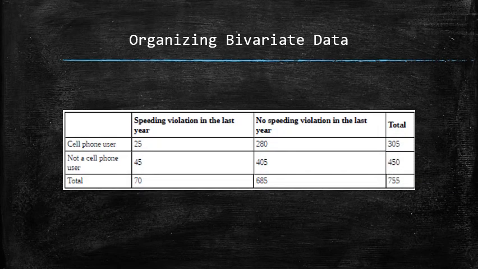Here's another example of a contingency table. For example, we can see that there are 280 people out of 755 that are cell phone users and had no speeding violation in the last year.